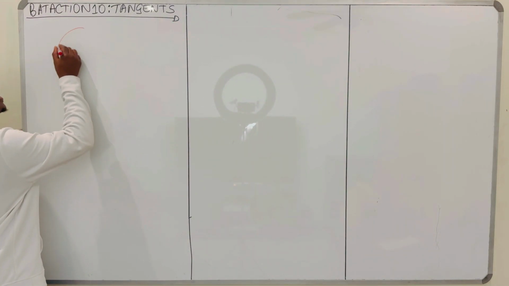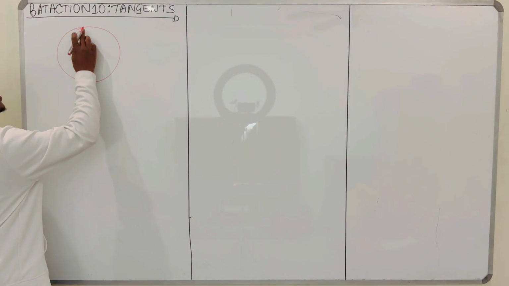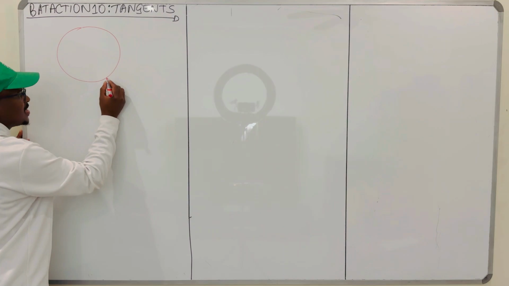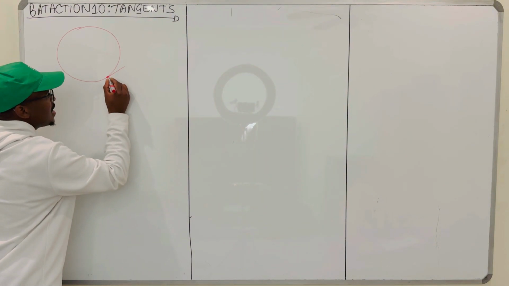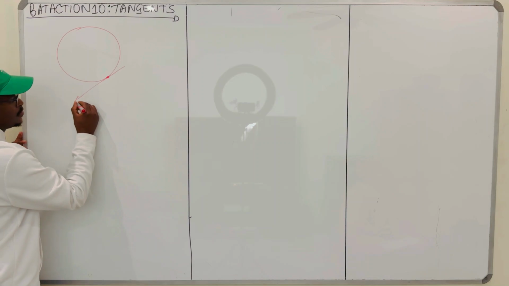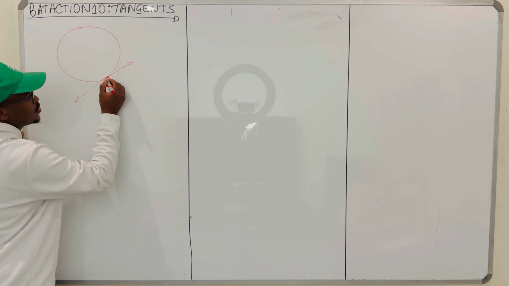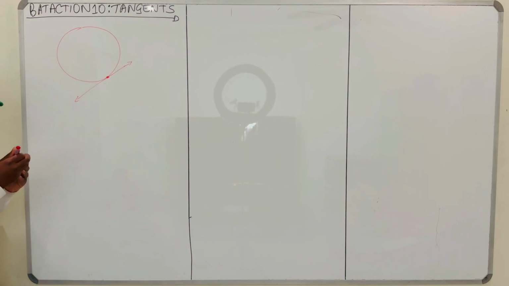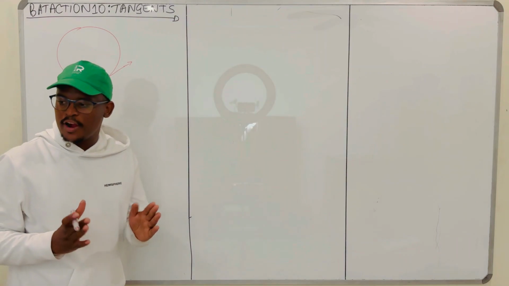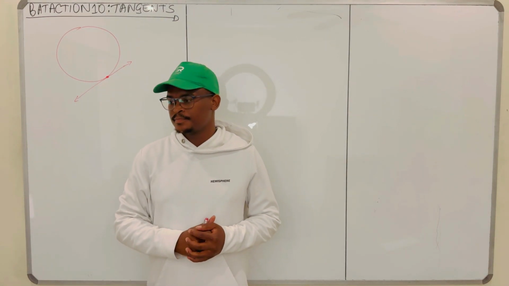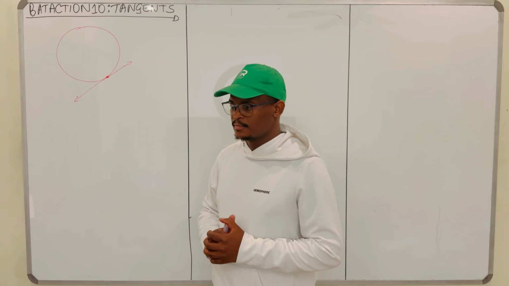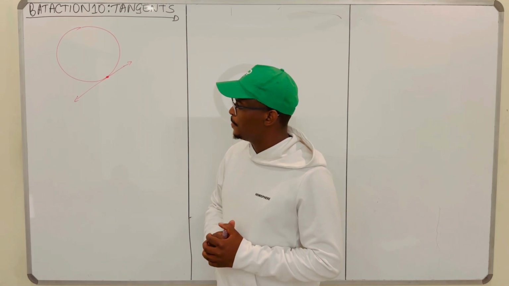Let's suppose we have this circle over here. Can you see the circle? A tangent is a straight line that will touch this circle at exactly that point. Are you with me? So here's a tangent. It touches exactly at that one point. So there's only one point at which your tangent touches, and it's exactly that one. Are you clear? Yes. No problem.